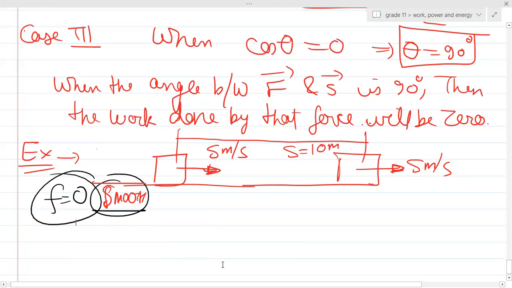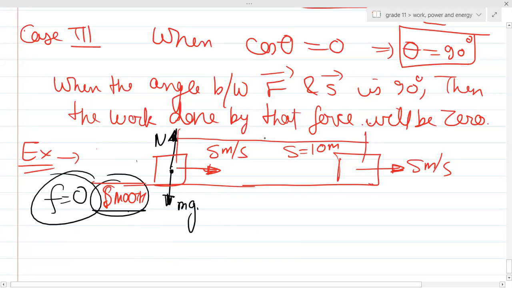Here there is one surface, this surface is smooth on which this block is placed. So anyway, friction is zero, the surface is smooth, and what all forces are acting over here? Can you see on this block there will be mg acting in this direction and normal reaction acting in this direction? Yes or no?